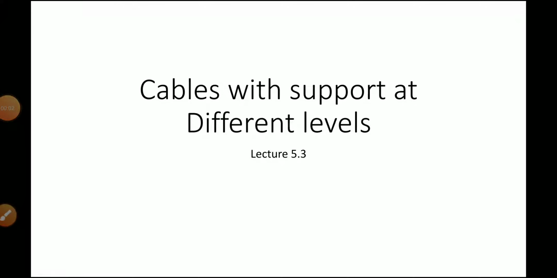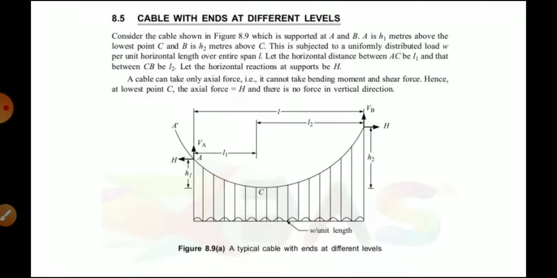Hello all. In today's lecture, let's see cables with supports at different levels which is subjected to uniformly distributed load. So till now we had seen the supports A and B were at the same level. Now consider a case when the supports are at two different levels. How to analyze that?